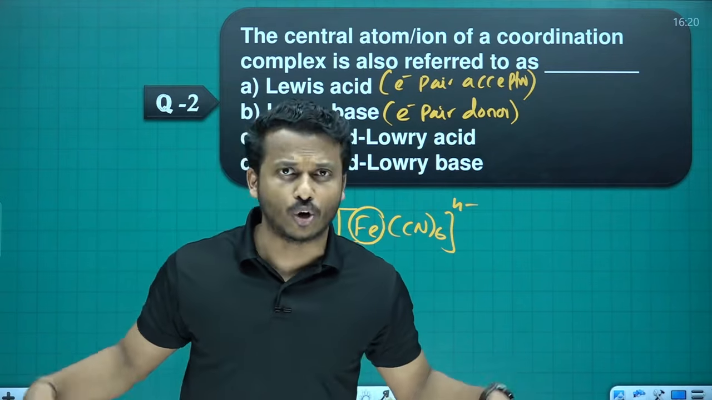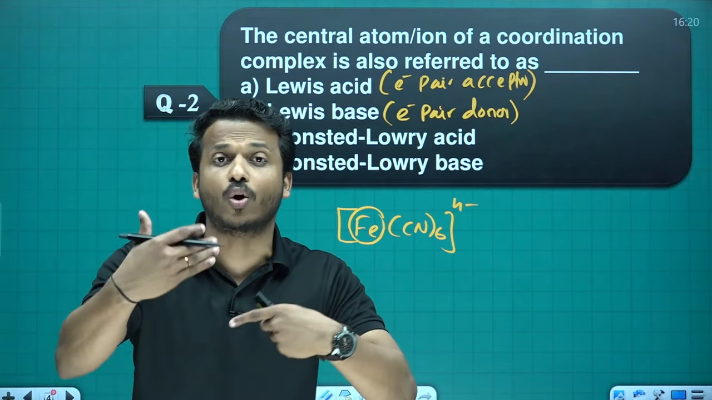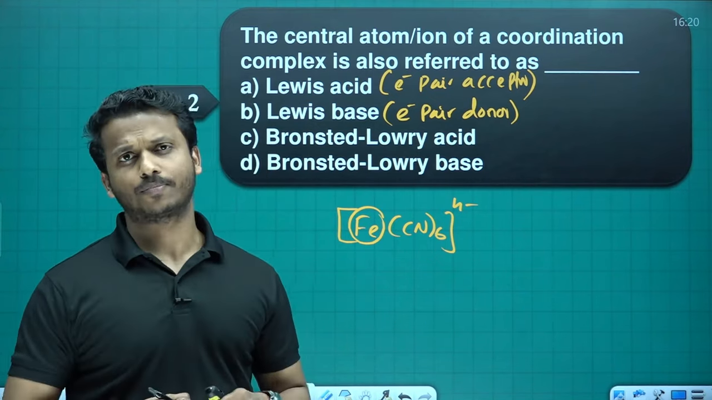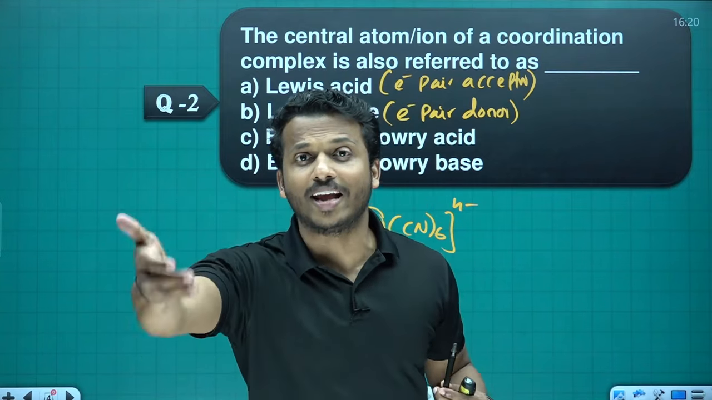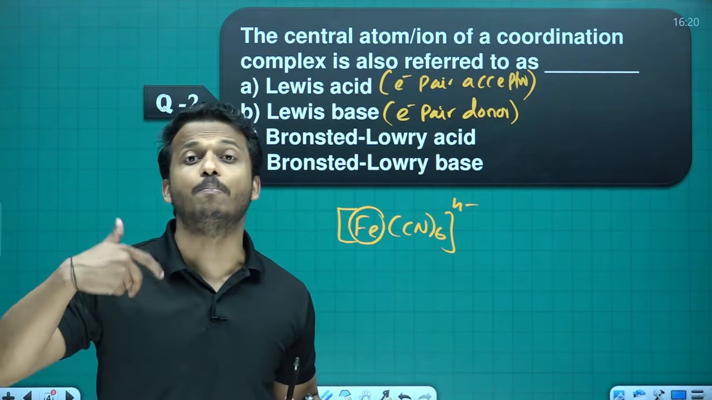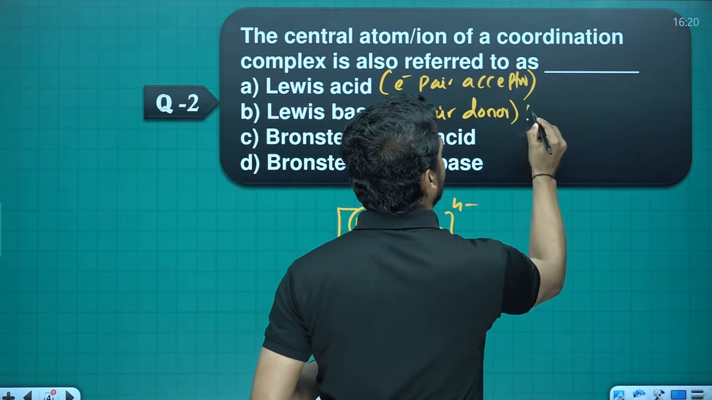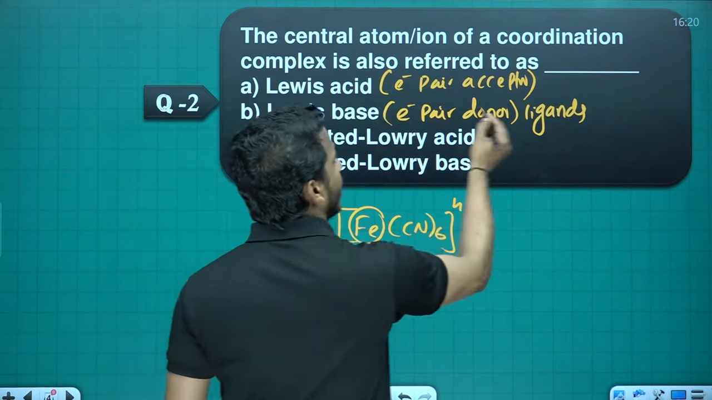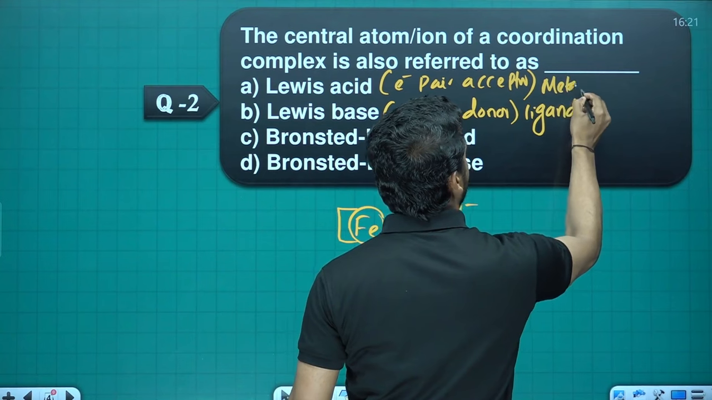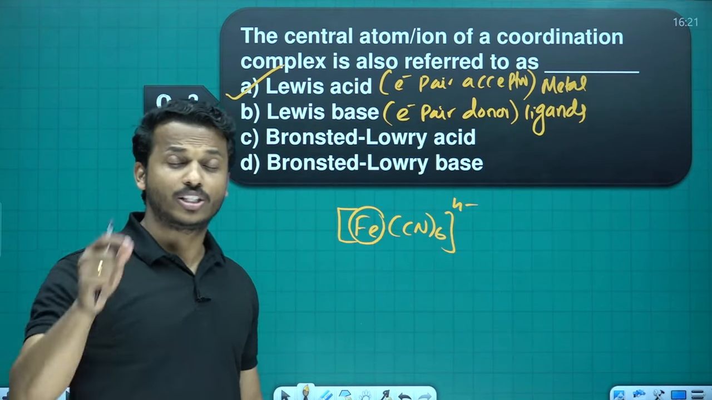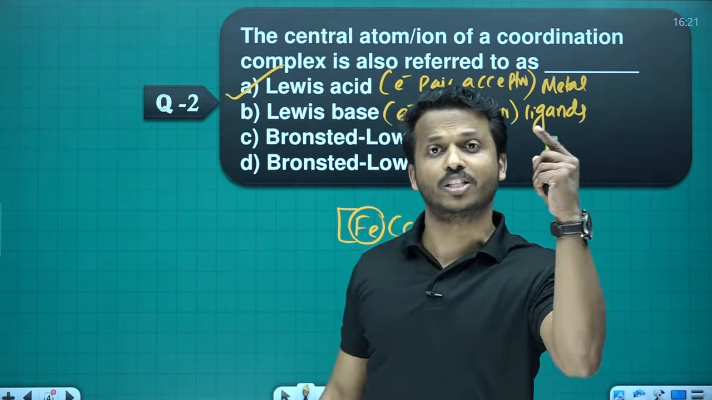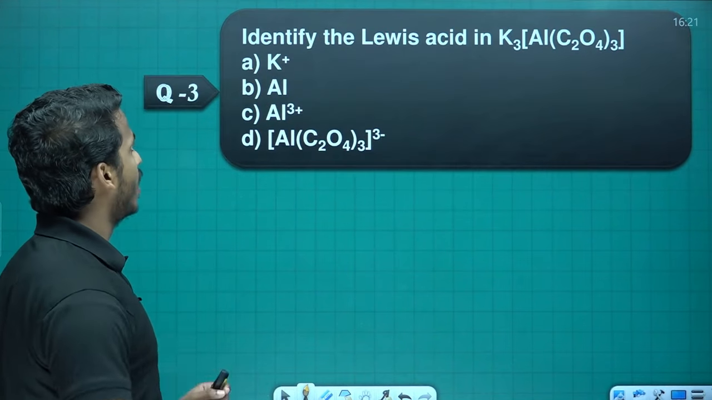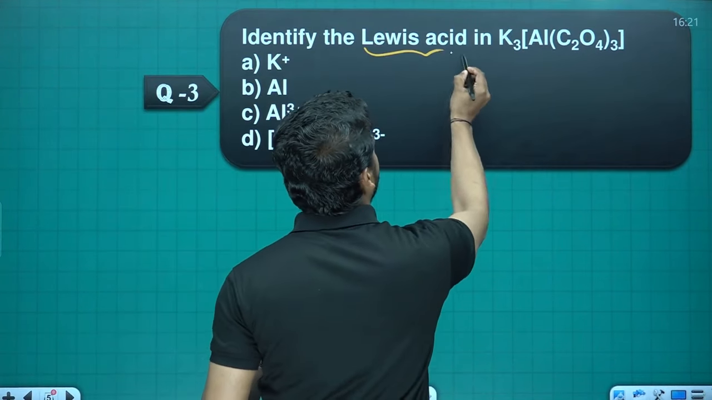The proton concept is not in our coordination compound. It is electron pair donor and electron pair acceptor. Ligands are electron rich, they donate electrons, so the ligands are Lewis bases. The central metal atom accepts the pair of electrons. Therefore, the central metal atom is a Lewis acid. Generally ligands give electrons, therefore they are Lewis bases, and metals gain electrons, therefore they are Lewis acids.